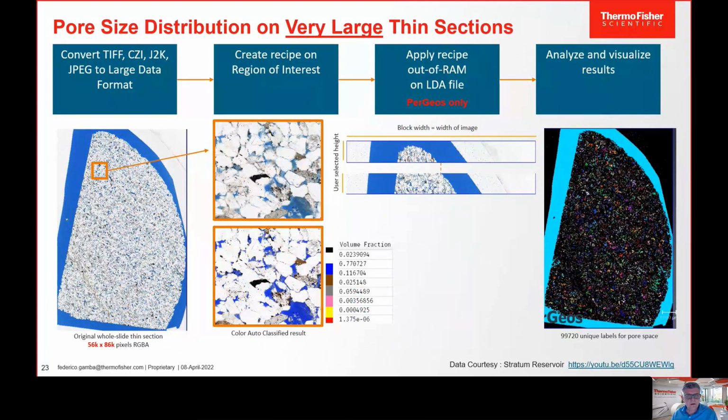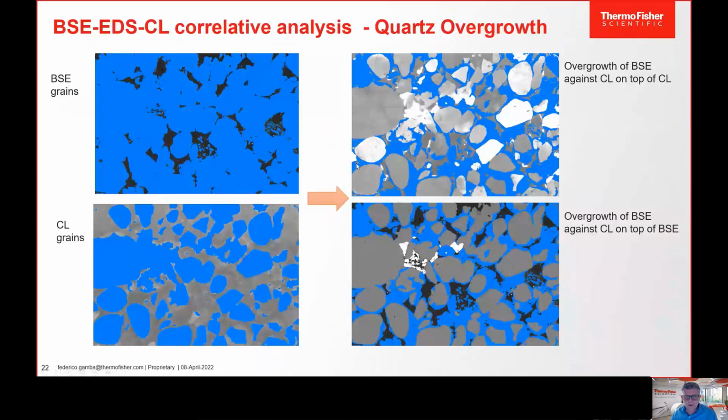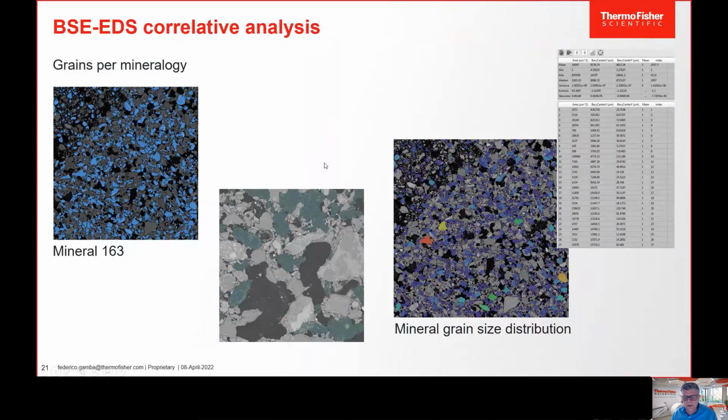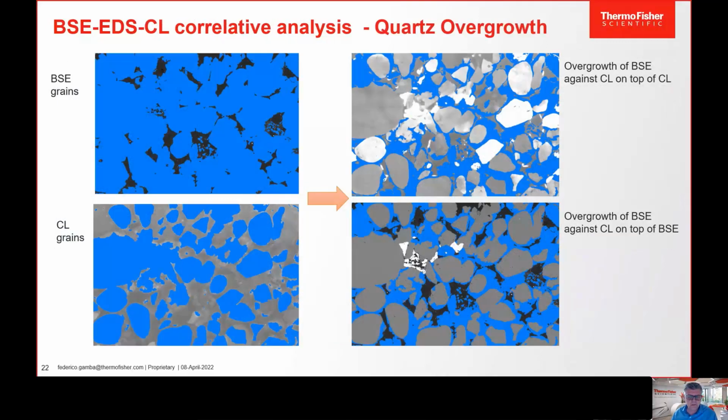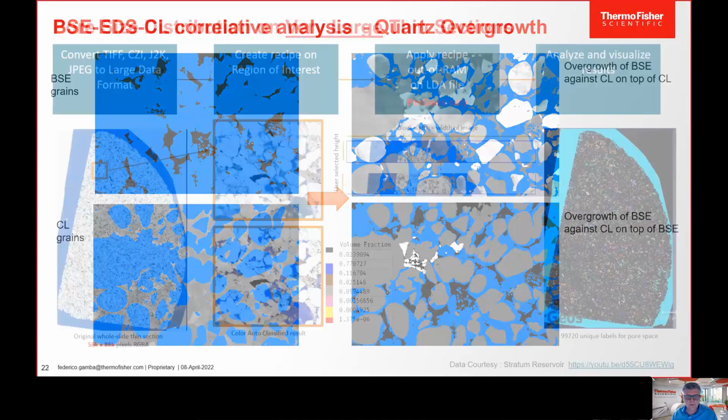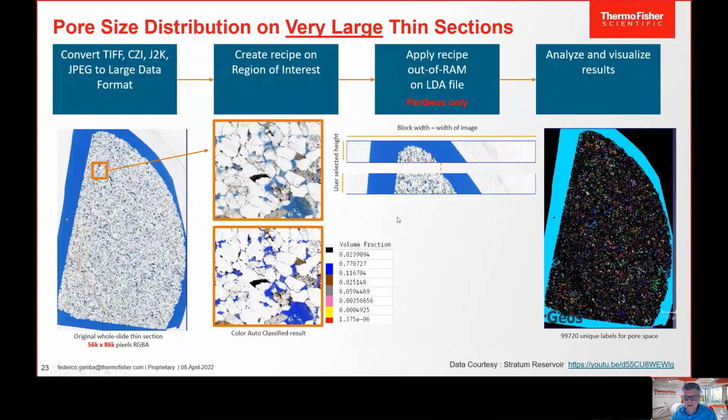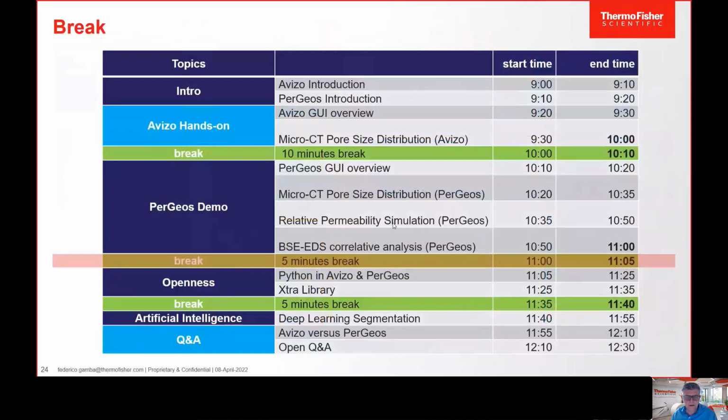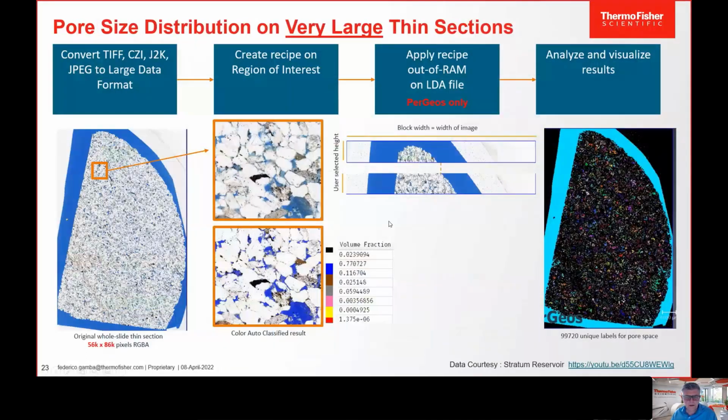Last one. Let's say the workflow I showed you up to here, most of it can be replicated in Avizo, but you have to know the recipe. In PerGeos, you don't need to know the recipe, it's already there. But theoretically speaking, if you are good at image processing, I think you can redo this workflow. And last one, if I remember well, it's my slide before the next break.